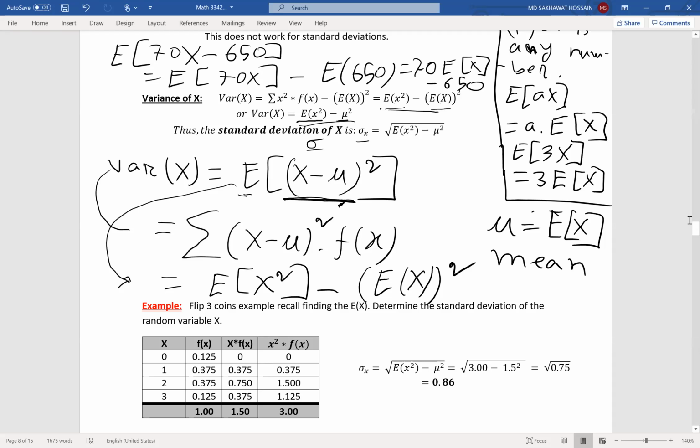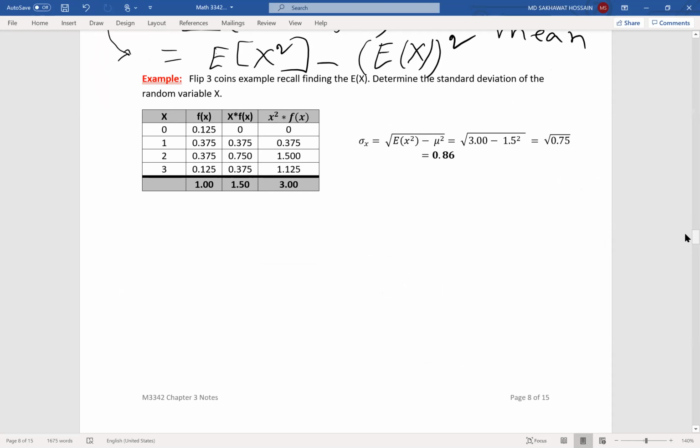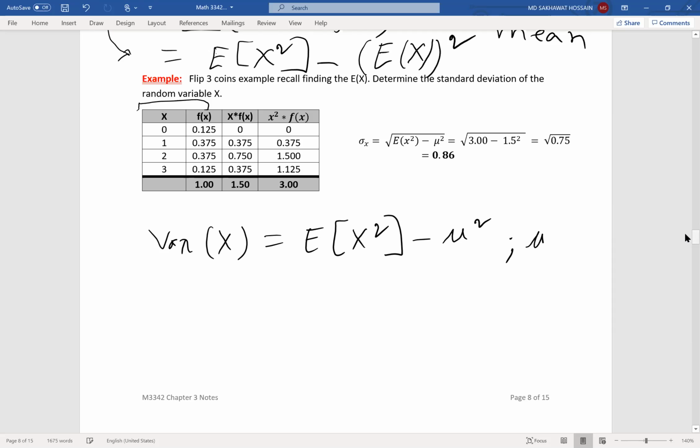So now we'll go over an example here. We have flip of 3 coins and we already know the probability distribution. Now we have to find the variance of x and the standard deviation of x. To find the variance of x, we already know variance of x is equal to expected value of x square minus mu square, where mu is expected value of x.